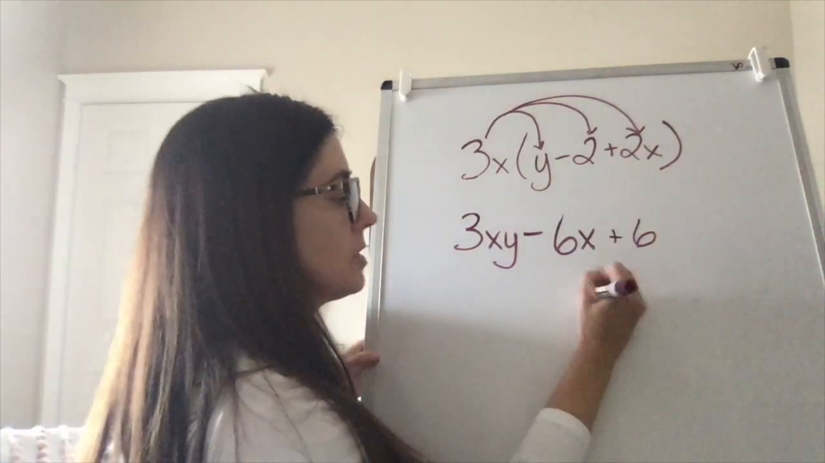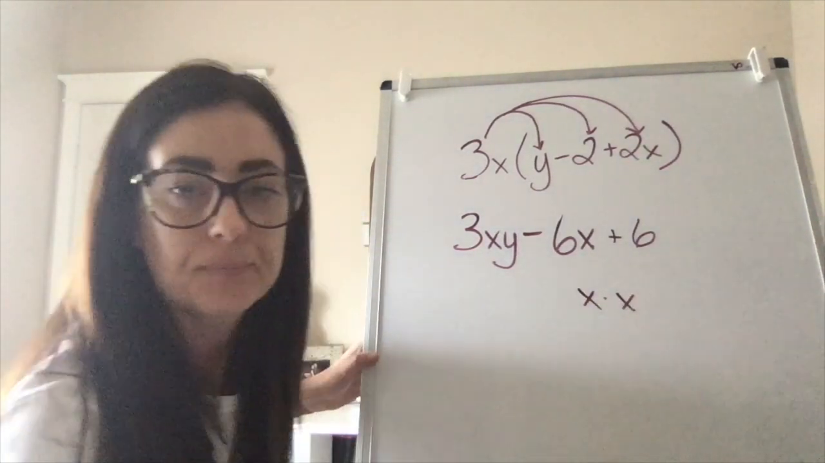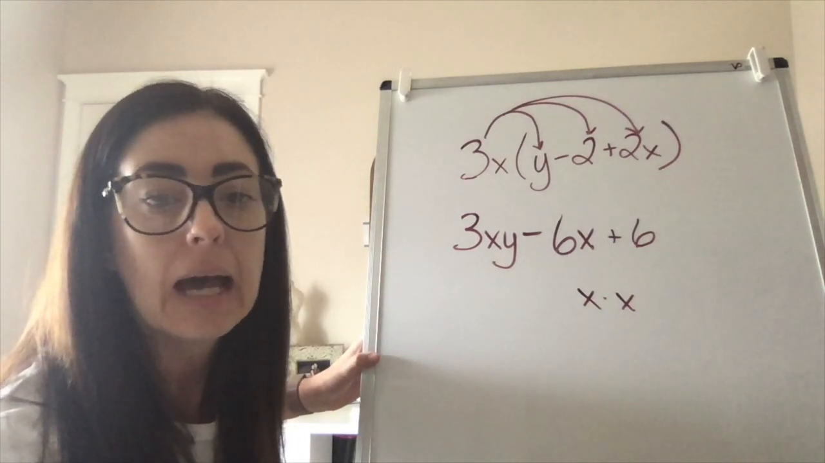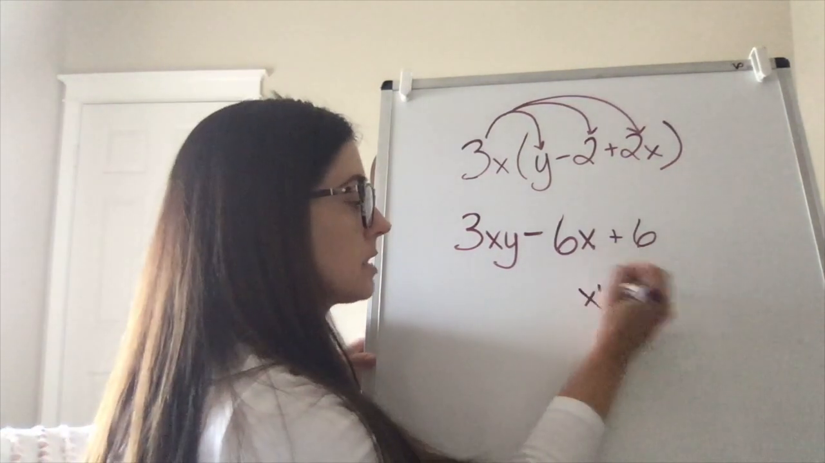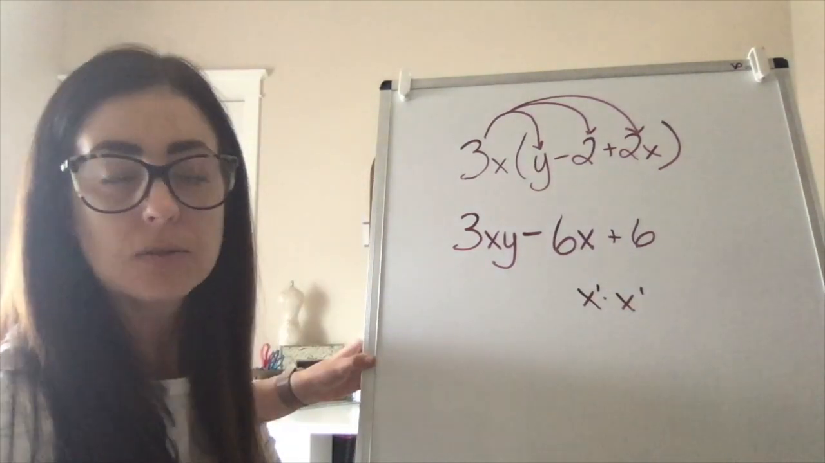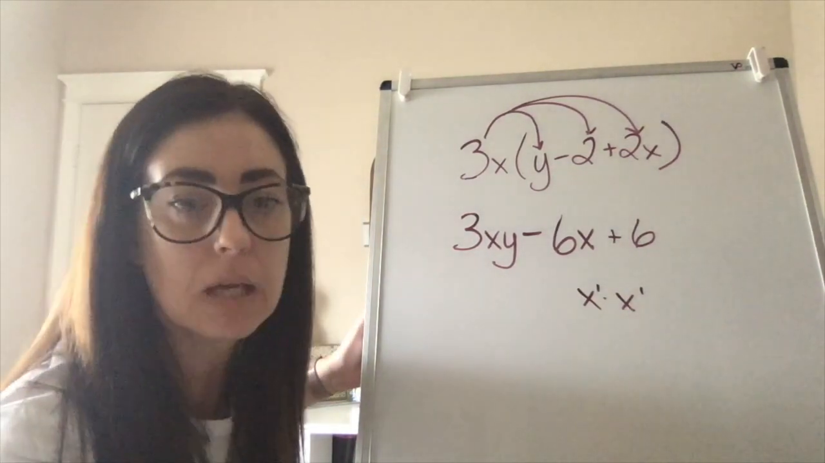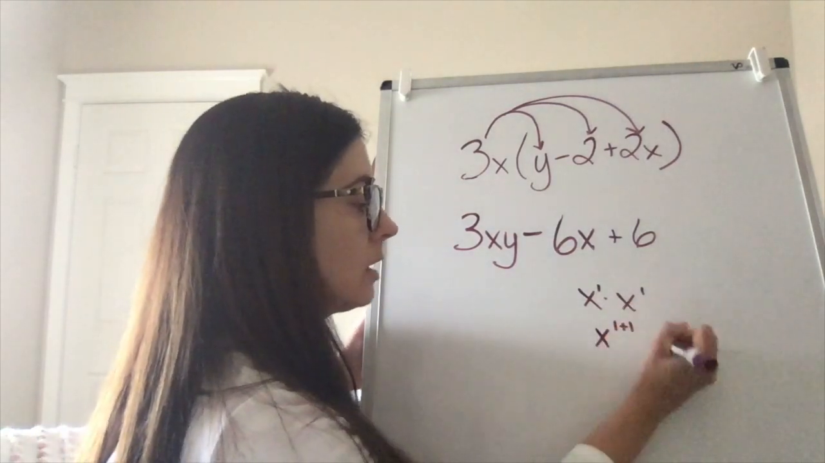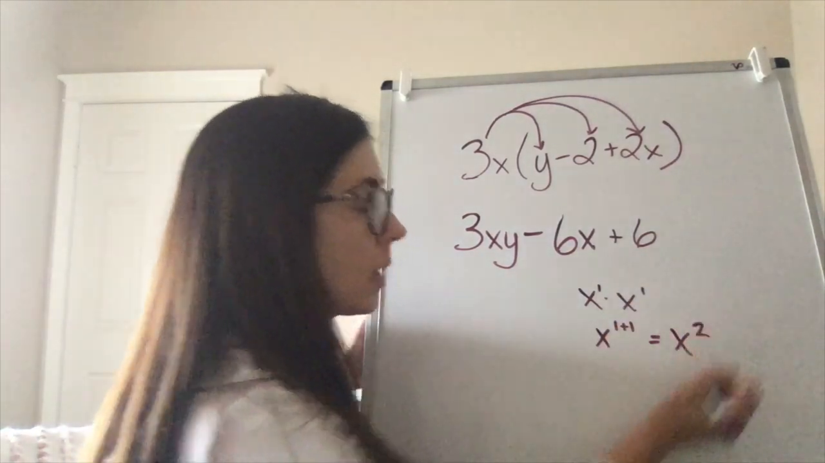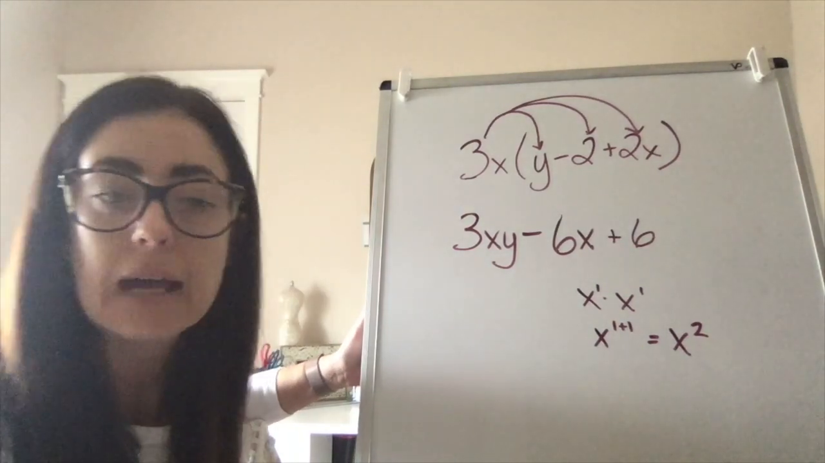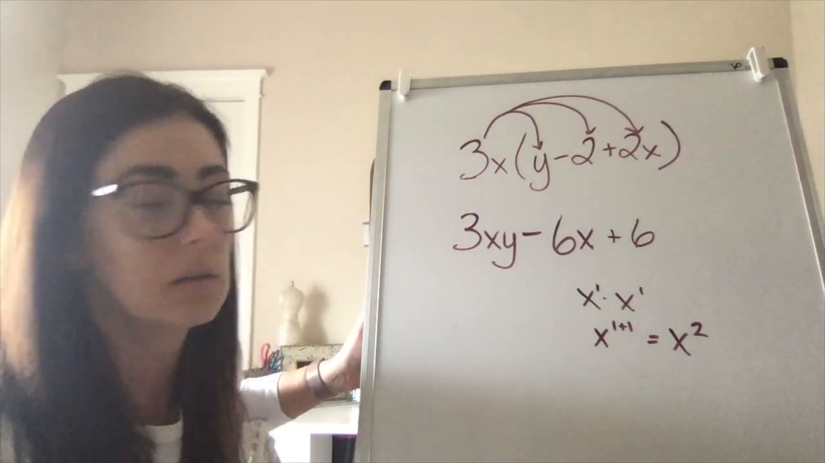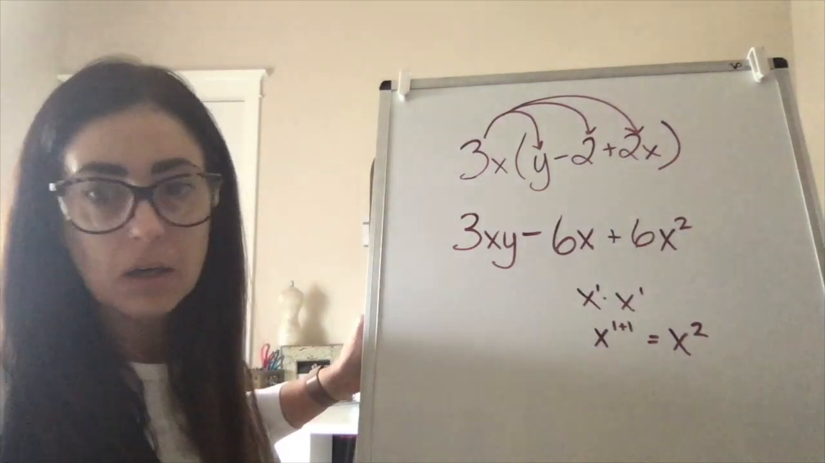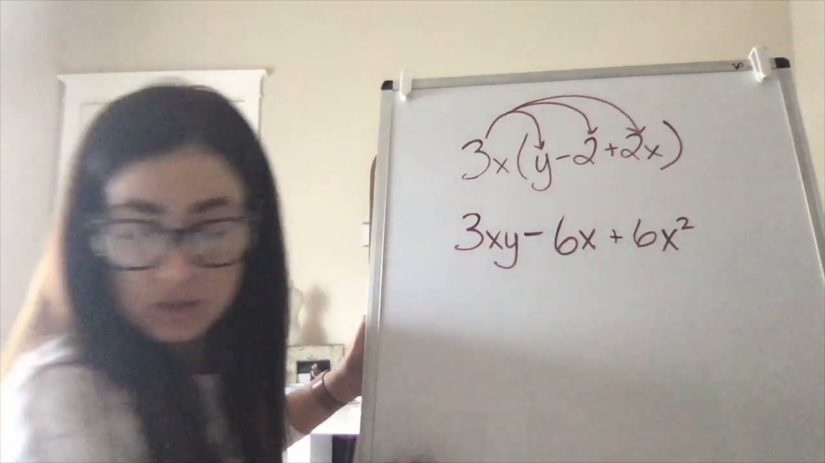Now, again, what happens when we do x times x? Remember, anytime we multiply a variable that has an exponent, we add the exponents, right? So this is x to the first power times x to the first power, which gives us x to the 1 plus 1, which gives us x squared. X times x is not 2x, it's x squared, okay? So this term becomes 6x squared. And that's your final answer.